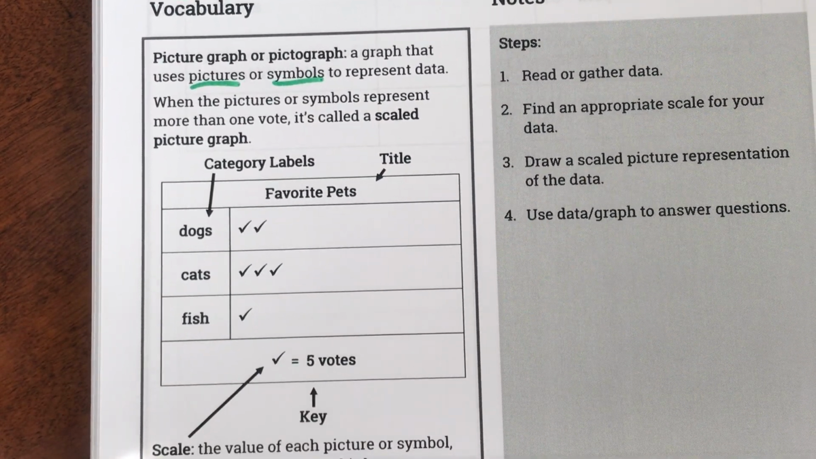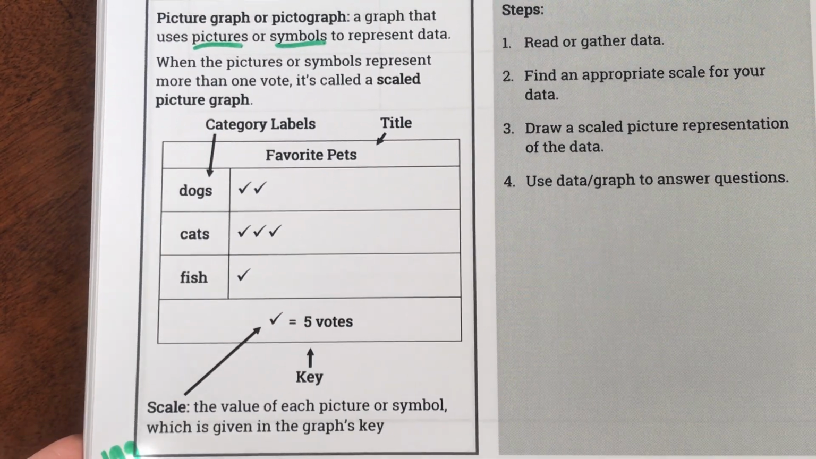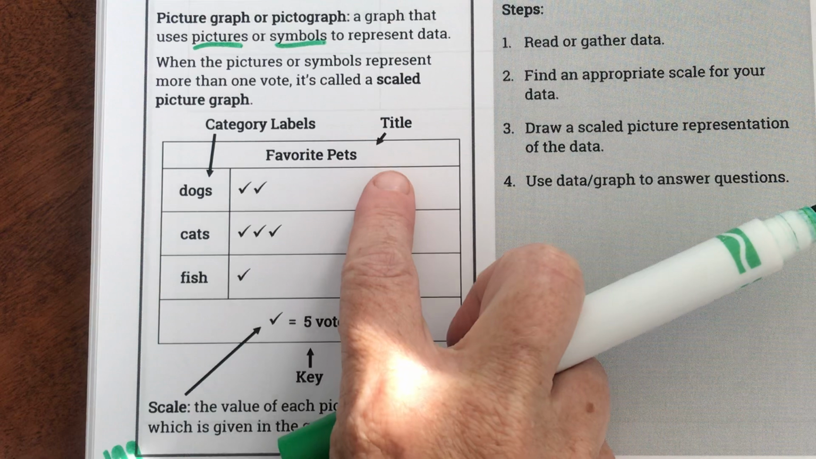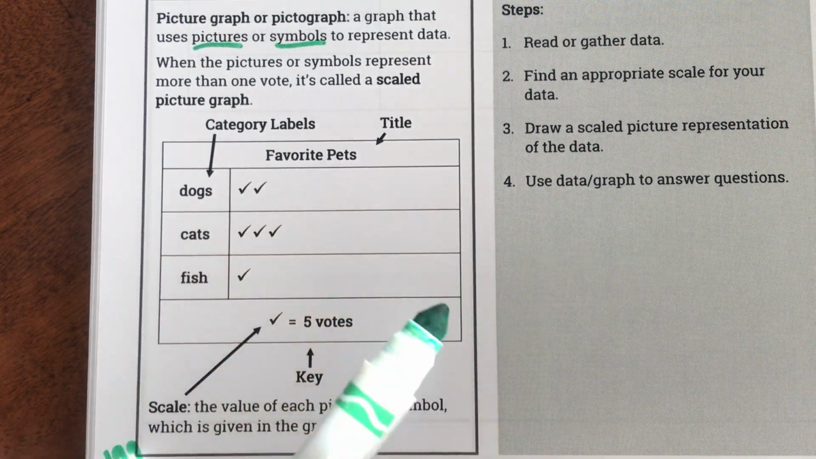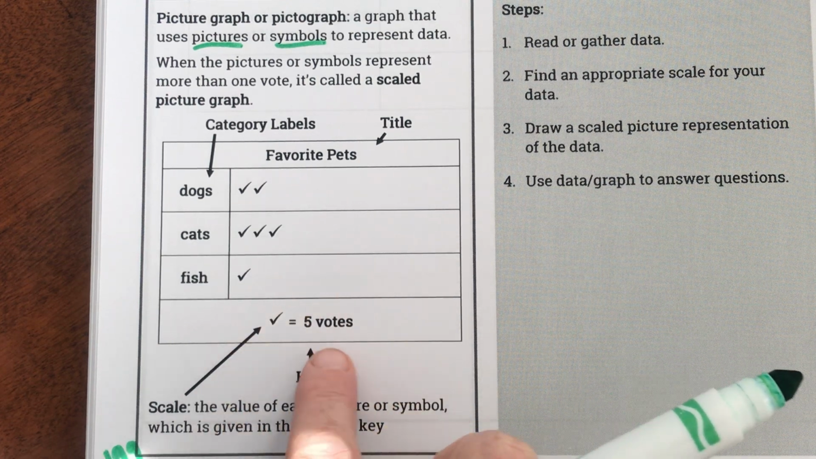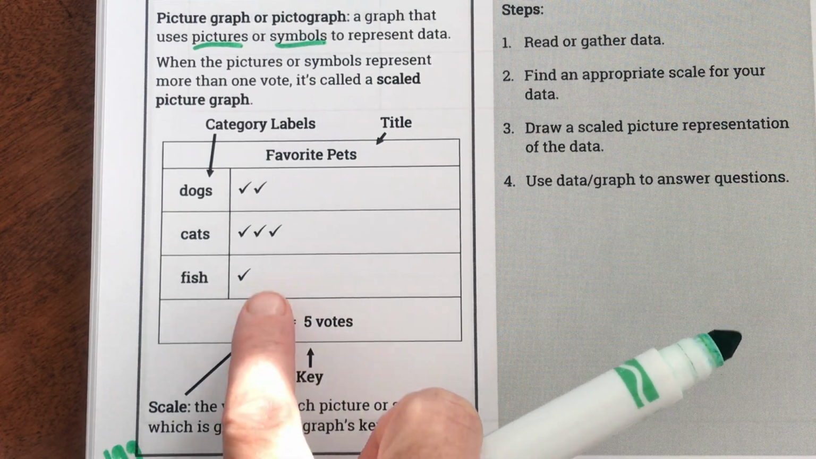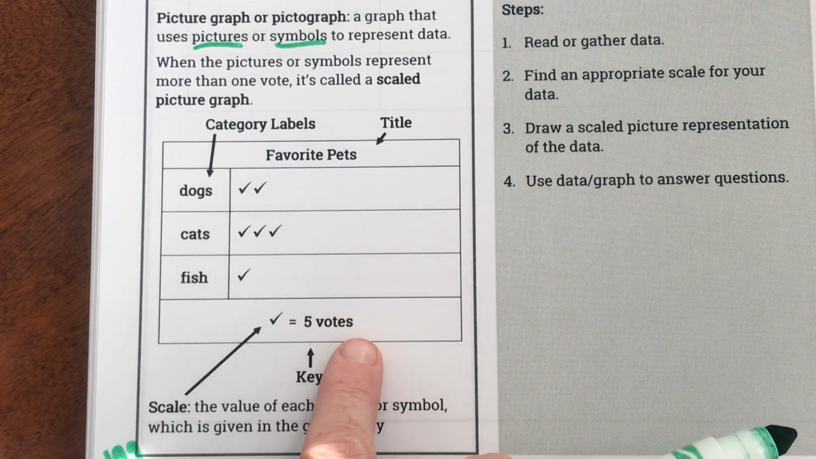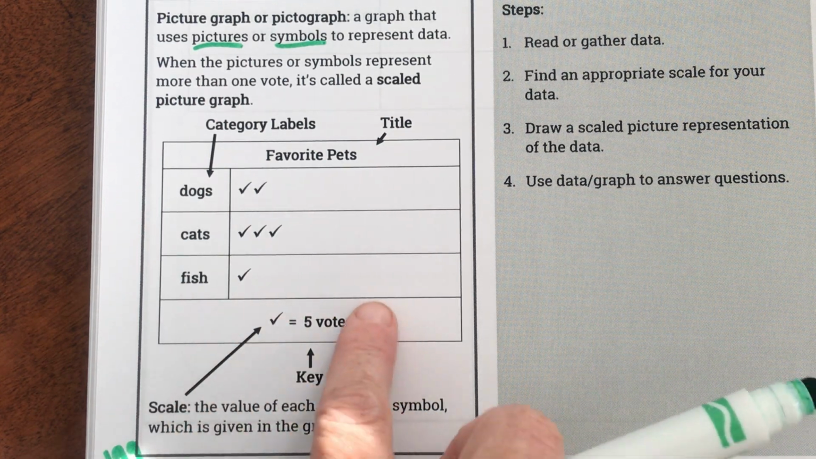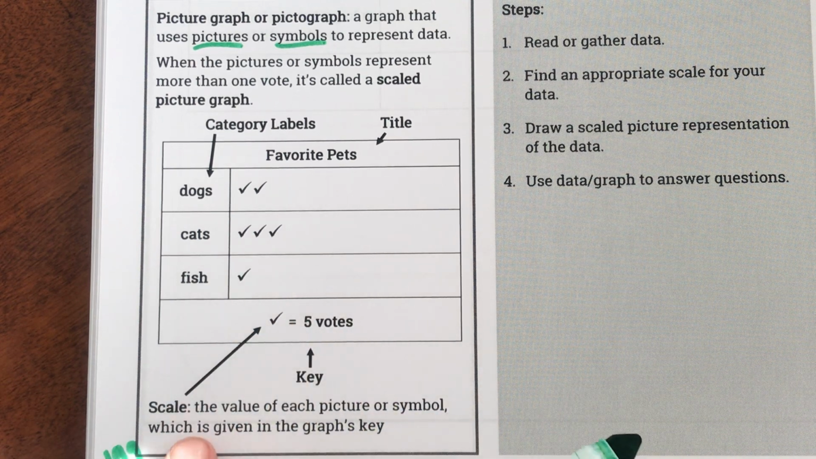If we look at this example pictograph, the title is favorite pets. It says dogs, cats, and fish. These are our categories, but here's the scale right here. It says each check mark doesn't equal one vote, it equals 5 votes. This is also called the key, where it tells you how to read it. So our scale is the value of each picture or symbol, which is given in the graph's key.